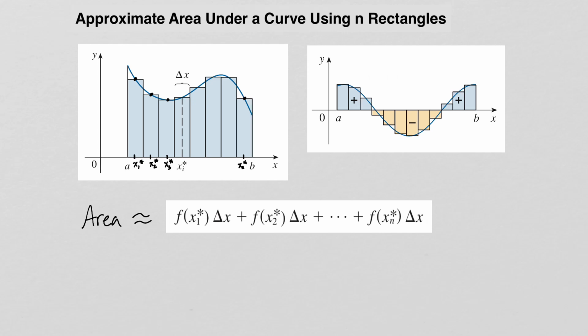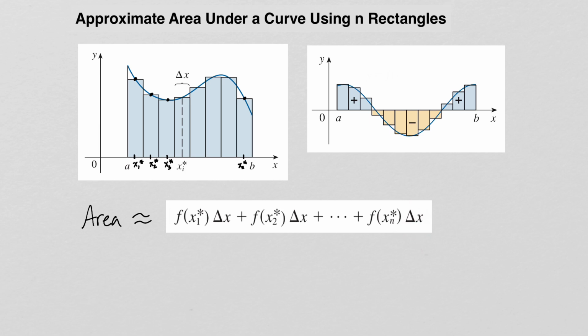So remember, the way we calculate the approximate area under the curve is we add up the areas of all of these rectangles. So we take the height of the rectangle, in this case f of x1 star, and we multiply that by the width of the rectangle, which we call delta x. And then we do that for the next rectangle, f of x2 star multiplied by delta x, and we do this all the way down the line until we get to the last rectangle, which has a height of f of xn star and a width of delta x.